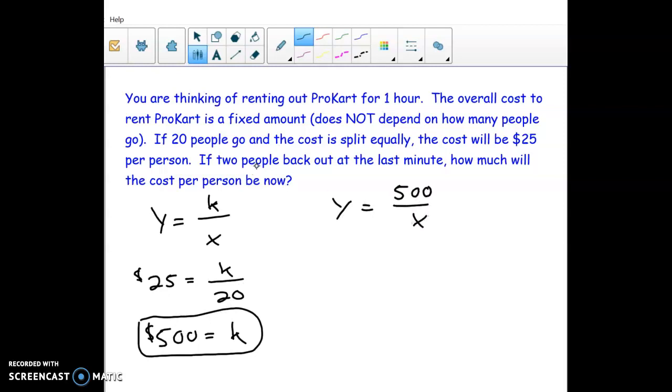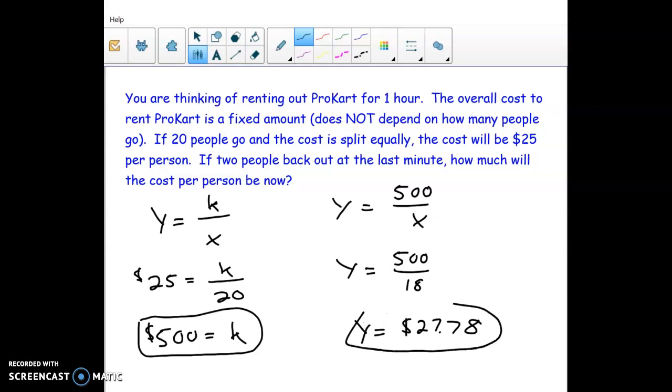Okay, and then we can do just like the RV example. Let's say two people back out, they don't want to go now. Now our cost is different. Our cost per person is going to be 500 divided by 18 instead of 20. So now the cost is going to go up. It was $25 for 20 people, but now with 18 people, it costs a little more, $27.78.